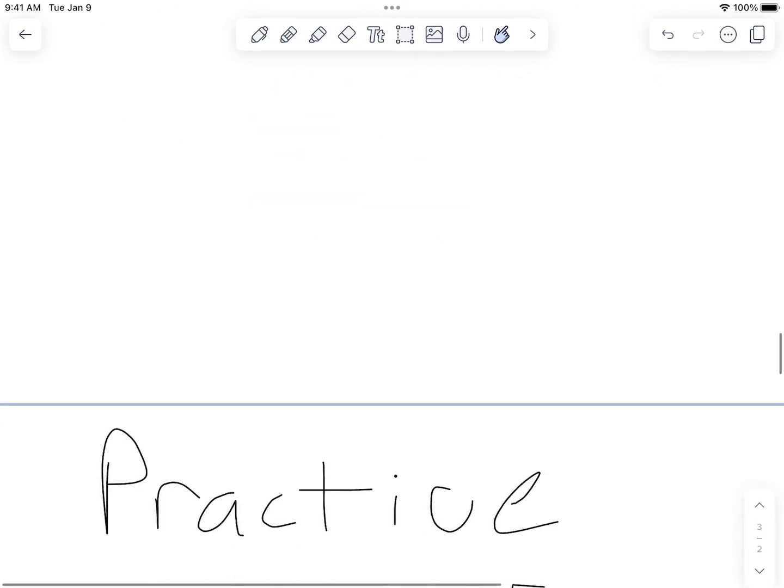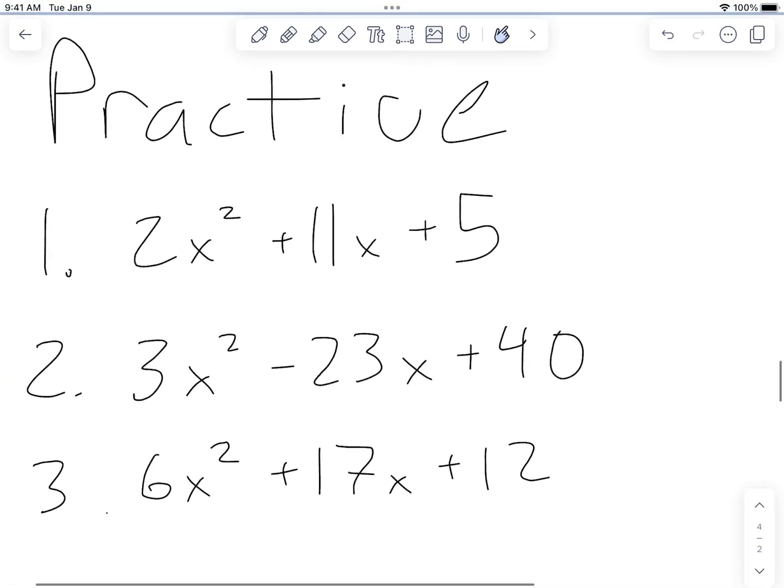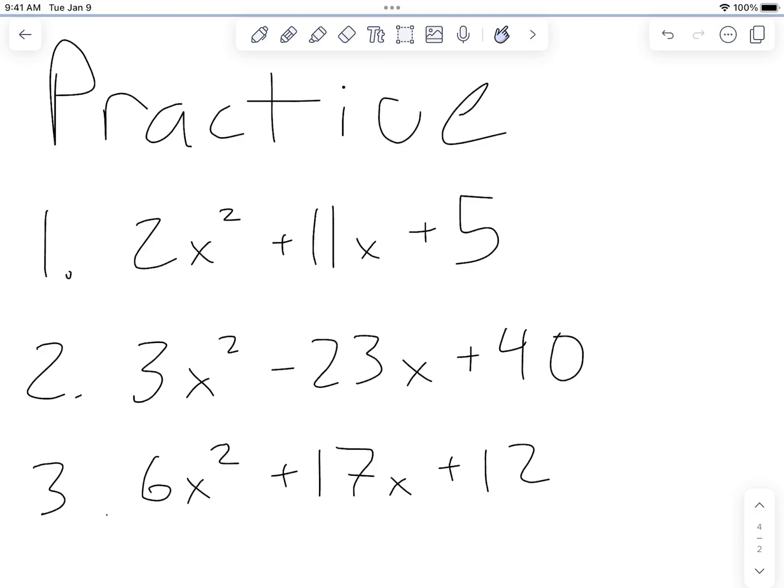All right, so here are 3 practice problems. Go ahead and pause the video and try to factor those on your own. Don't forget to check your work. And when you're done, unpause the video to see the key for them.